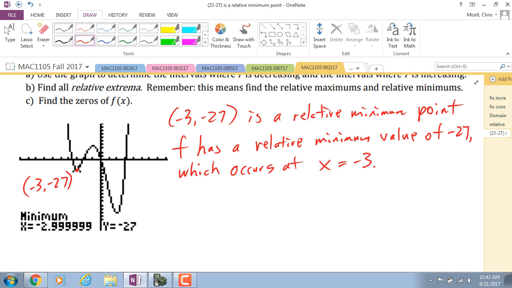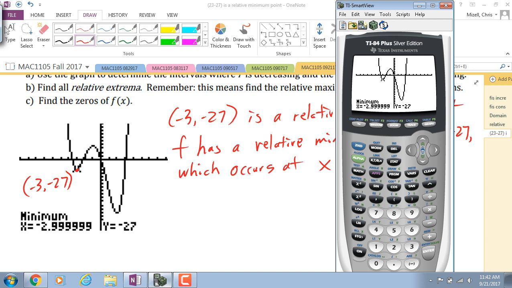Let's find another one. Let's find that relative maximum point. Looks like it's right about there. I think the x-coordinate probably is 1 in general. It's not going to be an integer, but, sorry, negative 1 is what I should have said there. It looks like it's going to be negative 1. Second, calculate, maximum.